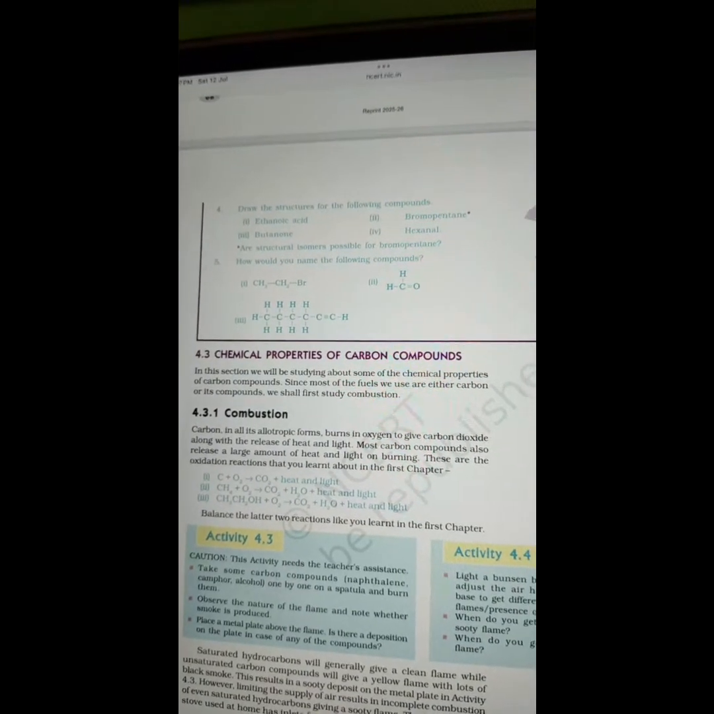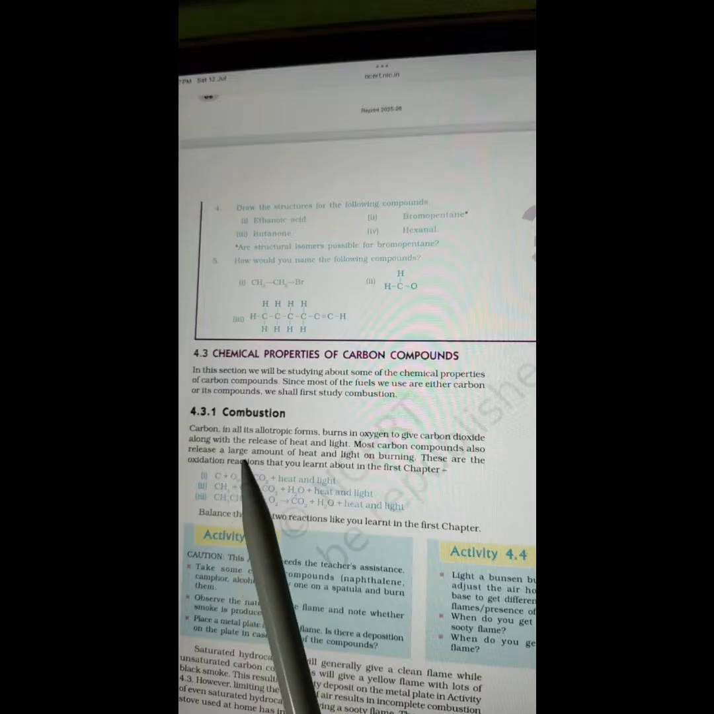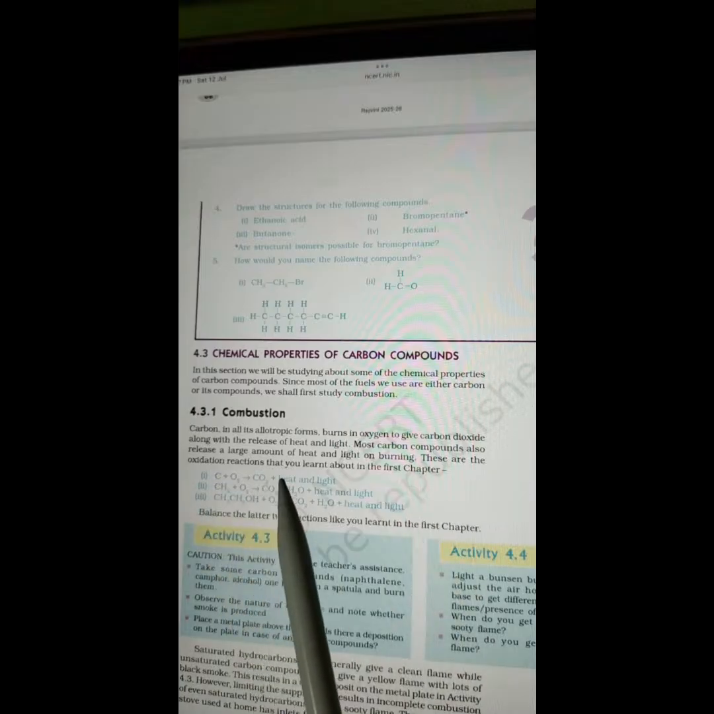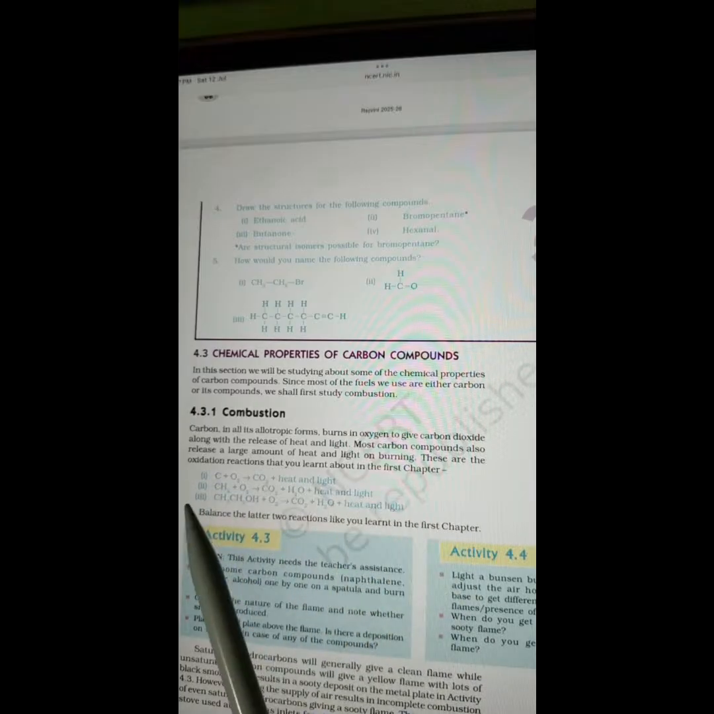4.3 Chemical properties of carbon compounds. In this section, we will be studying some of the chemical properties of carbon compounds. Since most of the fuels we use are either carbon or its compounds, we shall first study combustion. 4.3.1 Combustion. Carbon in all its allotropic forms burns in oxygen to give carbon dioxide along with the release of heat and light. Most carbon compounds also release a large amount of heat and light on burning. These are the oxidation reactions that you learned about in the first chapter.